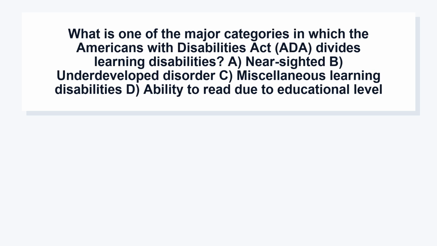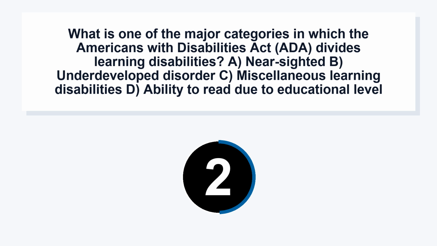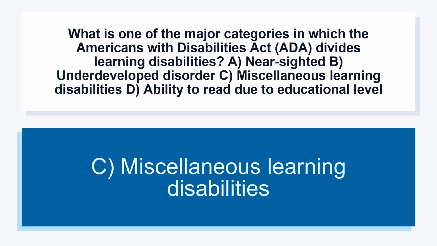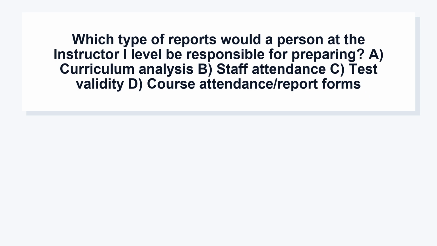What is one of the major categories in which the Americans with Disabilities Act, ADA, divides learning disabilities? A. Nearsighted. B. Underdeveloped disorder. C. Miscellaneous learning disabilities. D. Ability to read due to educational level. C. Miscellaneous learning disabilities.